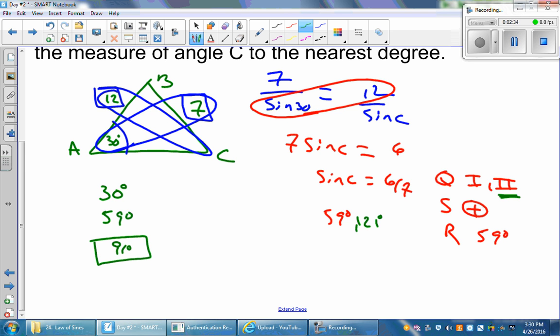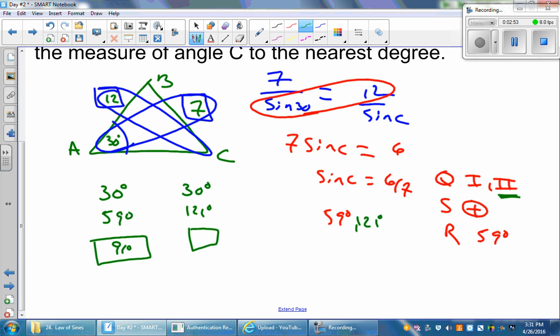Now, the other potential answer is 121, so I have to check. If I have an angle that's 30 degrees, and I just figured out that my other potential answer is 121 degrees, do I have room for that third angle? Well, if I add these two together, it's 151 degrees. 151 degrees is less than 180, so my answer is yes.